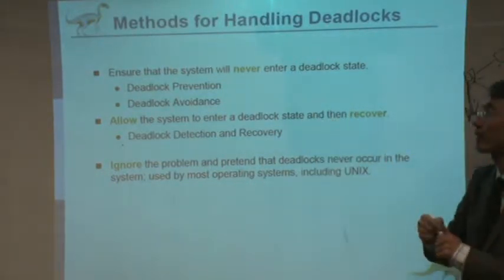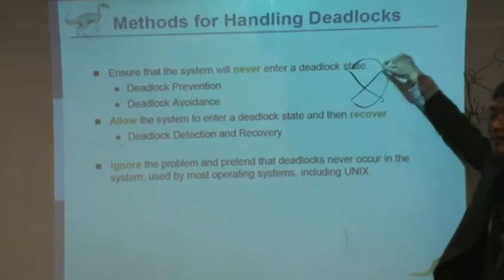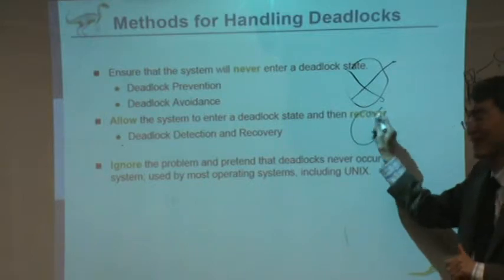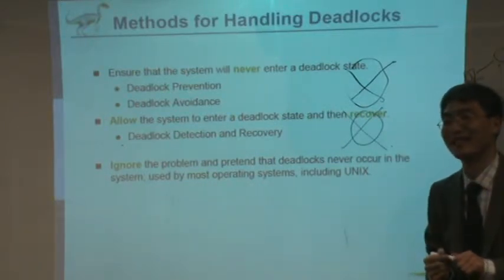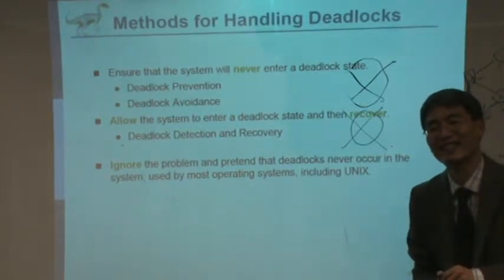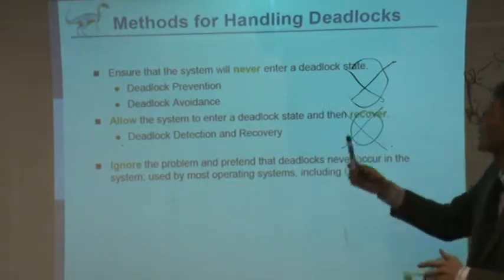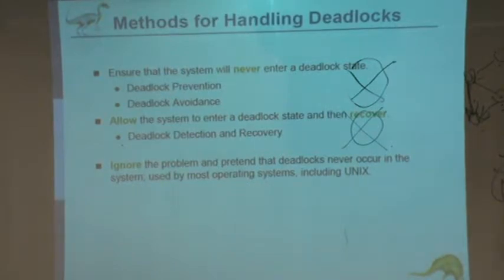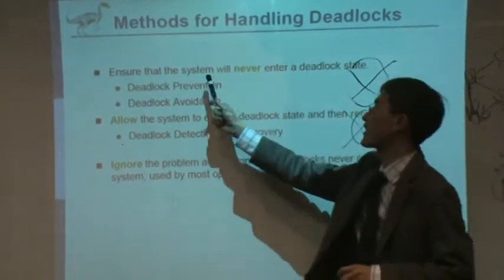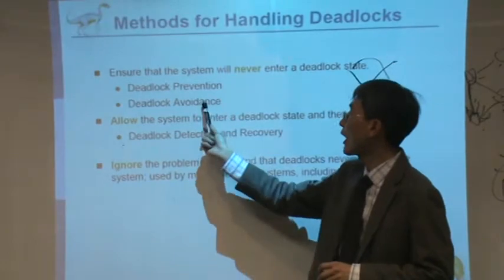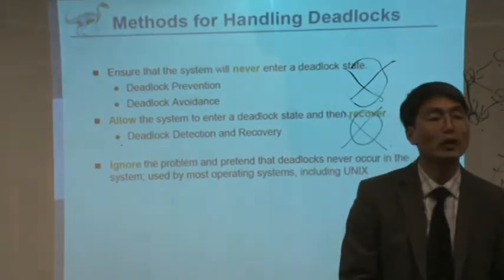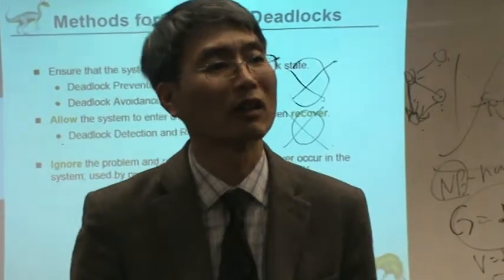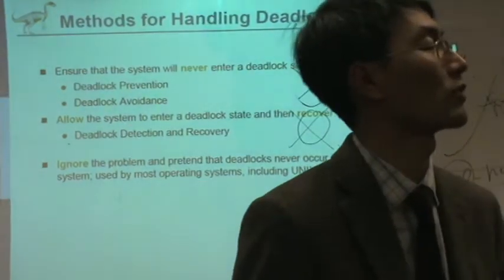No operating system uses these two. Even this, no. Then why do we need to study? What is the main problem of this? NP-hard. This one does not make sense. This one, avoidance and detection. Anyway, you need to find whether there exists a circular wait or not. It's a very, very expensive job.